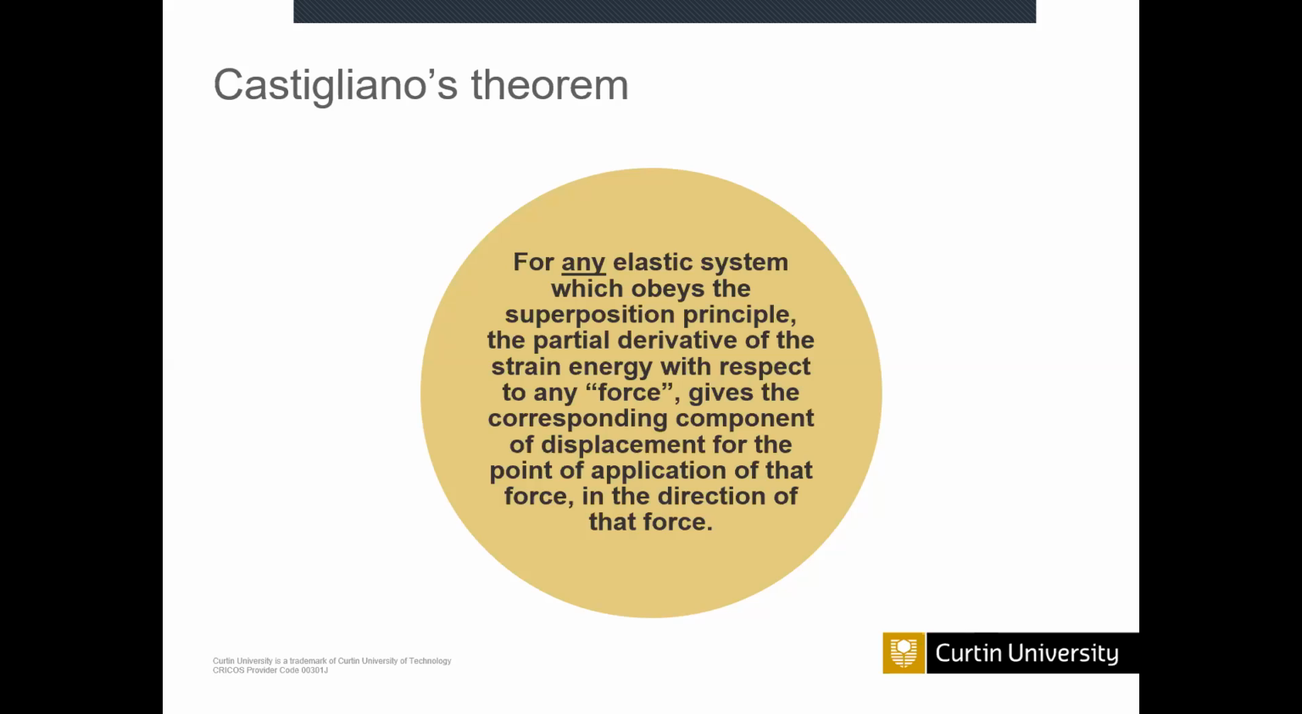The elastic system means it obeys the linear region. That means sigma equals E epsilon, that equation will be obeyed. For an elastic system which obeys the superposition principle, the partial derivative of the strain energy with respect to any force gives the corresponding component of displacement for the point of application of that force, in the direction of the force. So that is the Castigliano theorem.